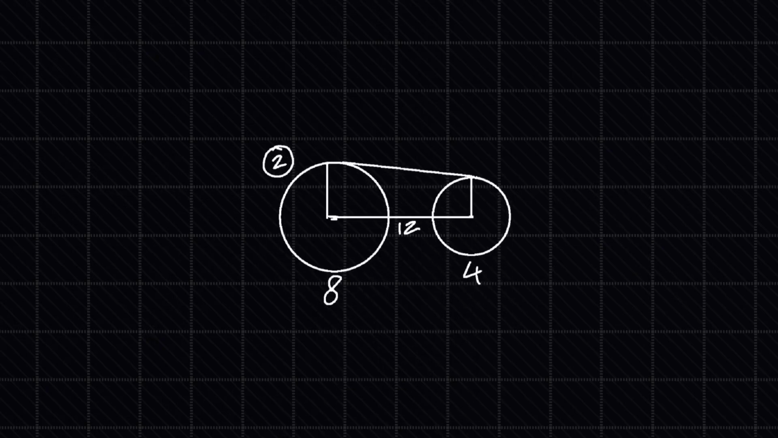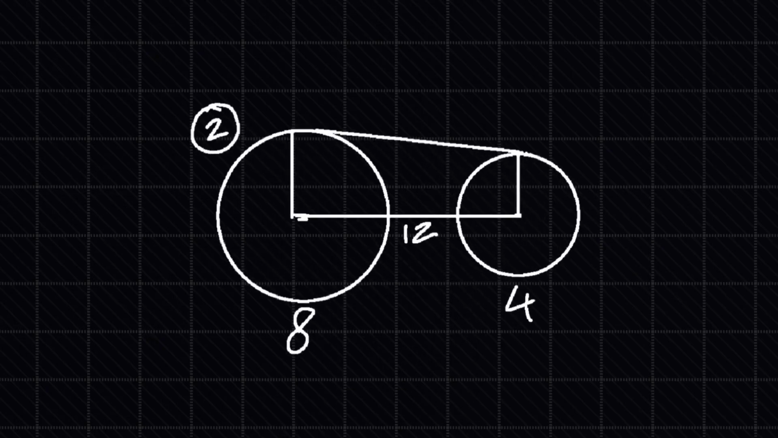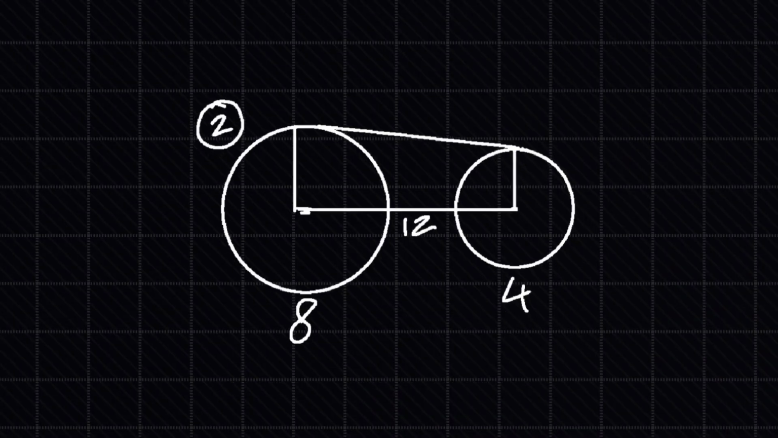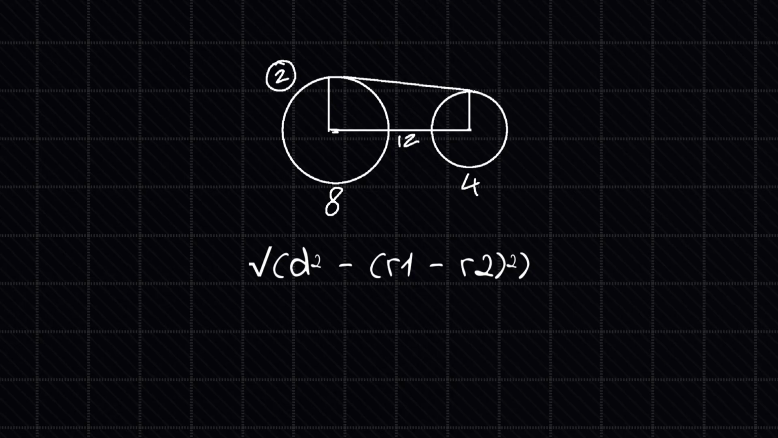Alright, for number 2. So, we got 2 circles here. We got circle A, which is 8, and circle B, which is 4, and the distance between them is 12. We're trying to find the external common tangent between them. So we plug in the formula: square root of d to the power of 2 minus (r1 minus r2) to the power of 2.